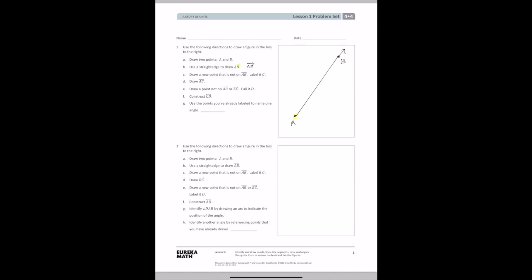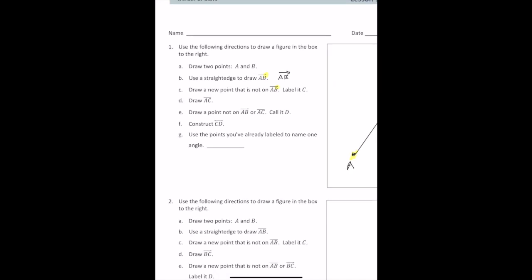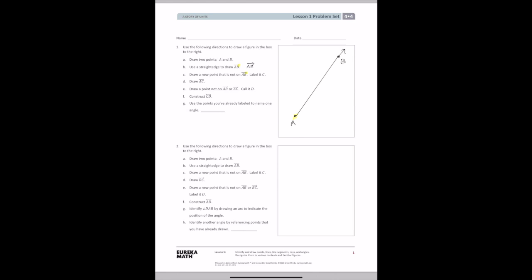Let's take a look at C. C says draw a new point that is not on AB. Again, it has that little arrow there, so it's the ray AB, and label it C. So label it C, a new point that is not on AB. So let's go ahead and take our pencil and we'll just put C anywhere. I'll just choose a point right here, and I'll label it C.